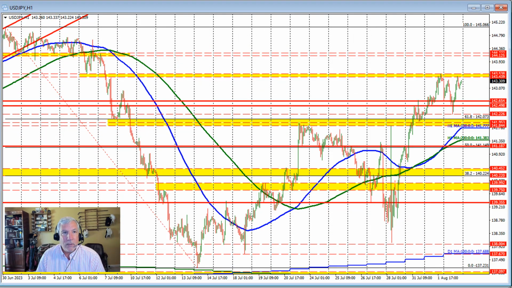Let's take a look at the dollar versus yen. And this currency pair came up to test the high price that we saw in yesterday's trade, or high prices that we saw in yesterday's trade. I have here marked this 143.44 level to 143.54 level as a key level to get to and through.